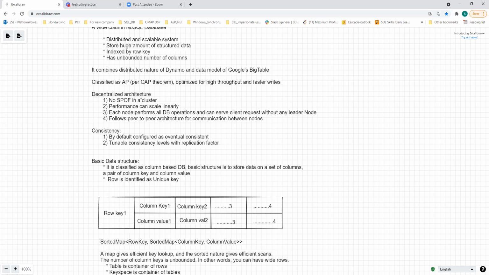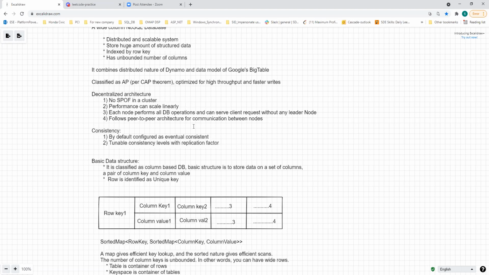Now the very basic nature of Dynamo as well as Cassandra is a decentralized architecture, which means we don't have any leader. Everything is leaderless. All nodes work on their own, they are independent, but the data is shared. Because of this decentralized architecture, you don't have a single point of failure in a cluster. The performance can scale linearly, because you can keep adding more nodes and they get adjusted in that leaderless architecture. As I said, the nodes can perform all the DB operations, so any node can handle any request from a client.